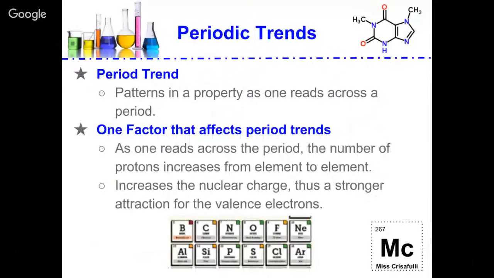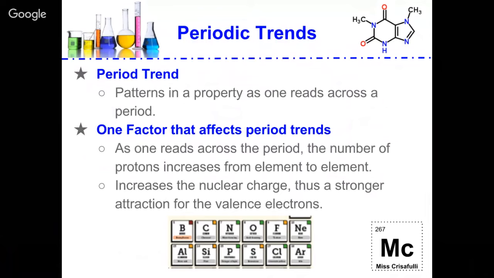So when we're talking about periodic trends, we've talked about ones that are affected by the groups and how that works. Now let's talk about a period. Remember, a period is the row on the periodic table. Period trends are patterns in a property as one reads across a period, or a row. And there is one factor that is going to affect the period trend.